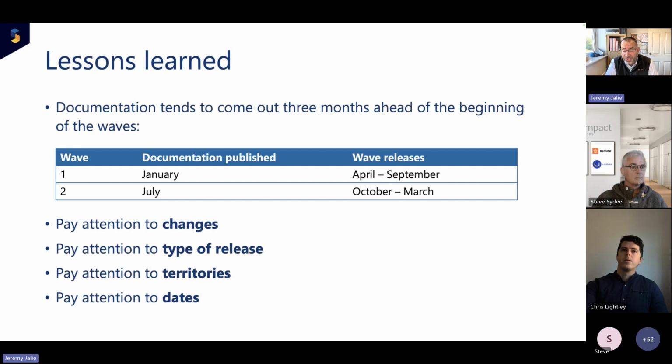You have to pay attention to the type of release, whether it's preview or general availability or some other status of release. You have to pay attention to the territories that feature is going to be released into. Last year, this seemed to be more of a problem. And I think this was related to the use of AI and what you could get away with in terms of AI in different territories.